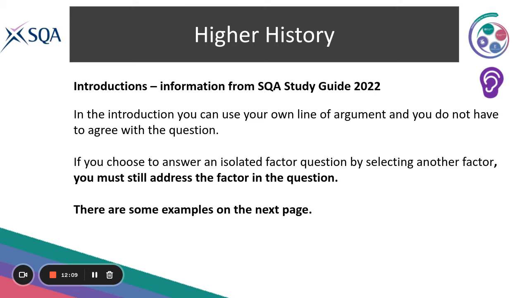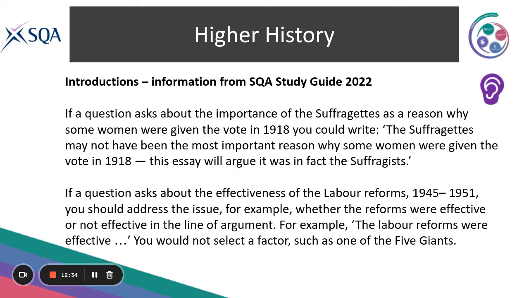So there are 2 different types of essay in the history exam. One will ask you about a specific factor, so it might ask you about the importance of the suffragettes and women getting the vote. So that's an isolated factor essay. Or you can get an effectiveness essay, which is how effective were the labour reforms. They have slightly different lines of argument and slightly different analysis, but it's something your teacher will have taught you already.